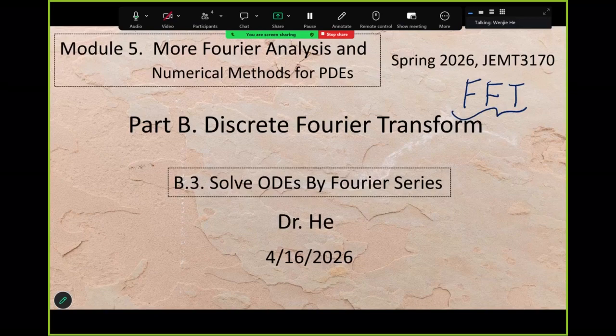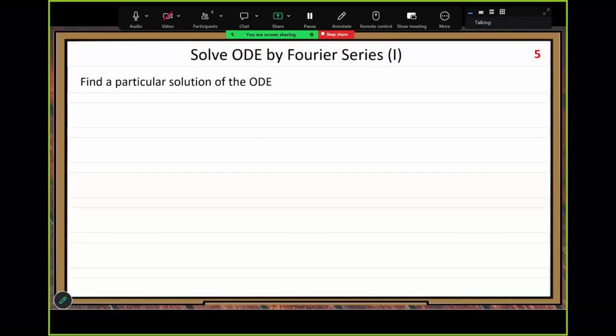B.3: now we solve ODEs by Fourier series. So here, the idea.